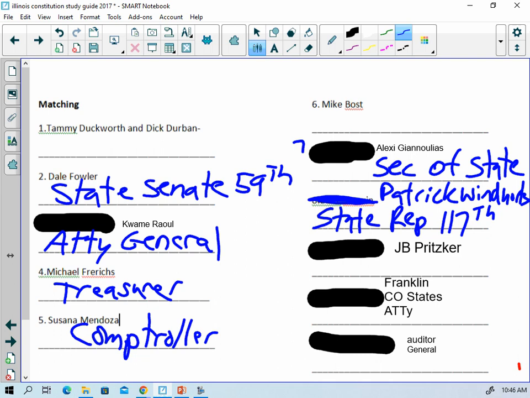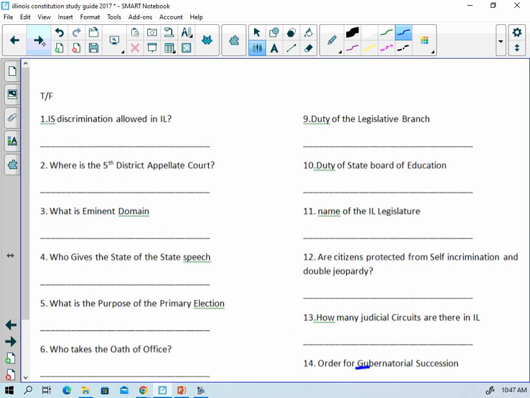J.B. Pritzker is the governor. And we just did Franklin County State's Attorney. Who is she? The Den Lady, if that helps you. Are we good with this slide? We can pause if it's going to take them a second. Three, 2, 1. Slide 2.